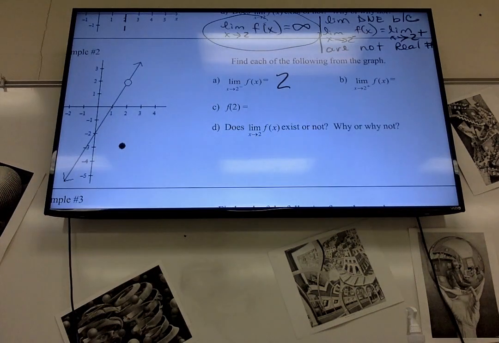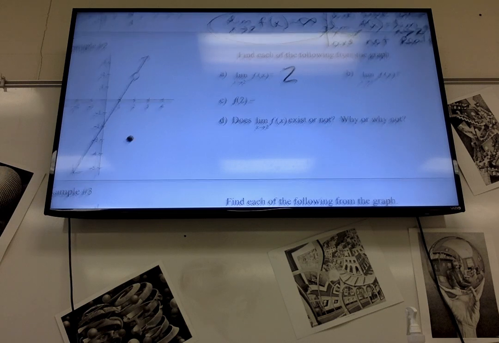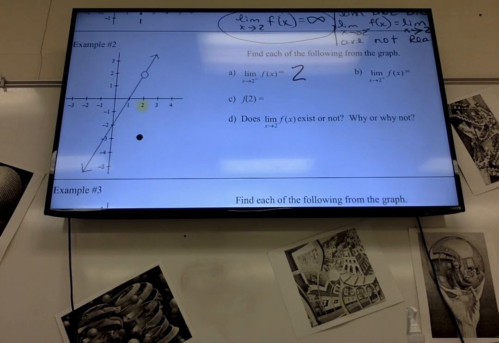Okay. So, as x approaches 2 from the left, so here's 2. As I approach it from the left, so I'm on the left side of it, I'm getting closer and closer to this y, which is 2. That's right. Very good.